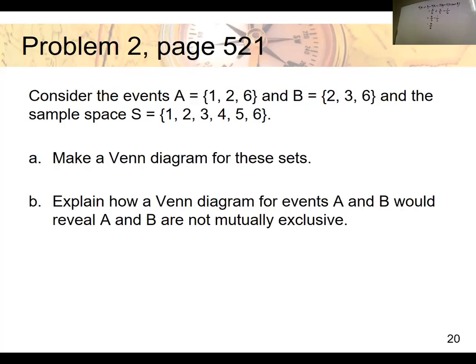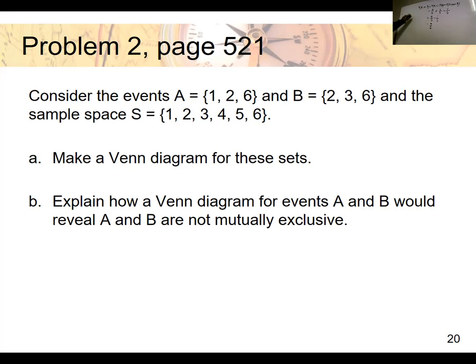All right, suppose we have this problem number 2. And here we're just dealing with events A and B and the sample space. And this could be something like rolling a fair die. So the sample space will be all 6 numbers on that die. And the event A would be rolling a 1, a 2, or a 6. Event B would be rolling a 2, a 3, or a 6. And the sample space is that.